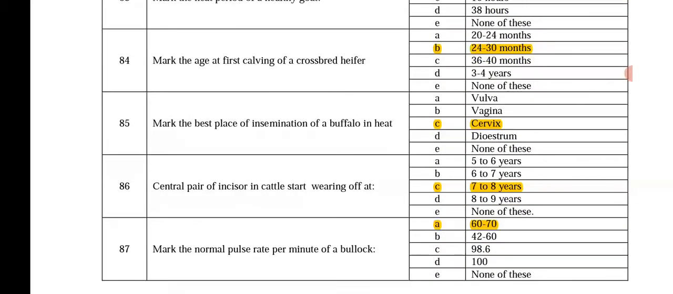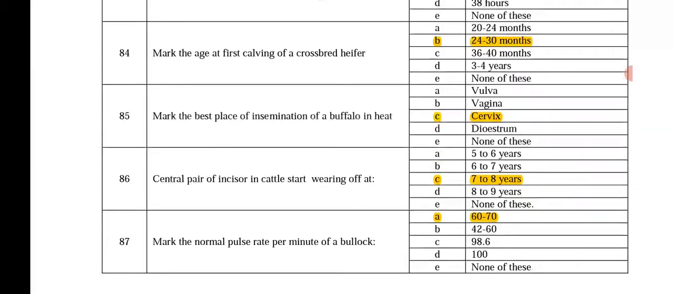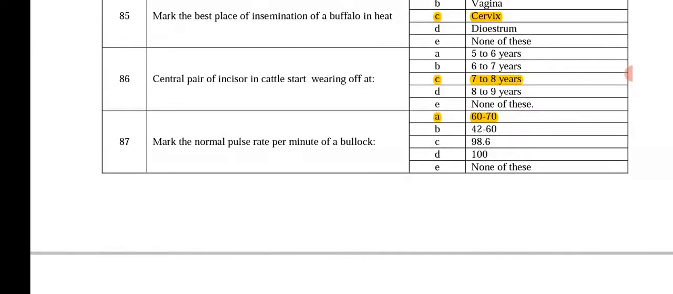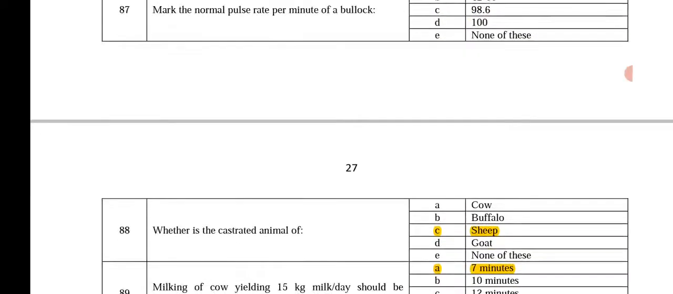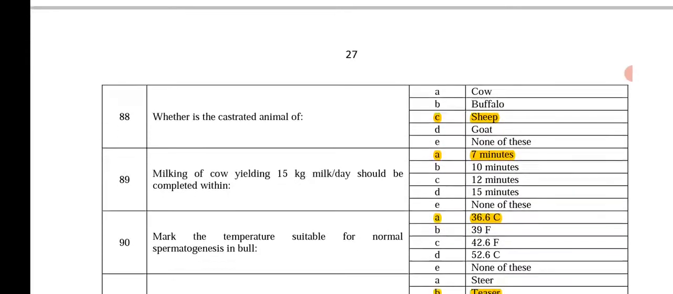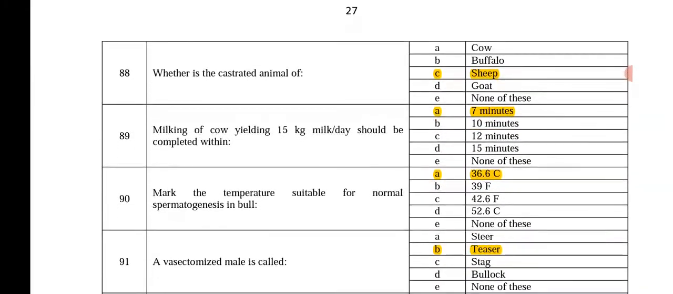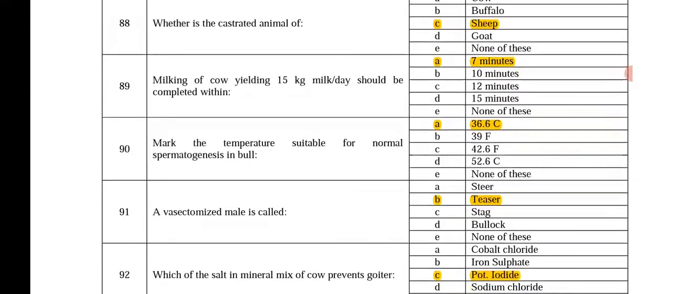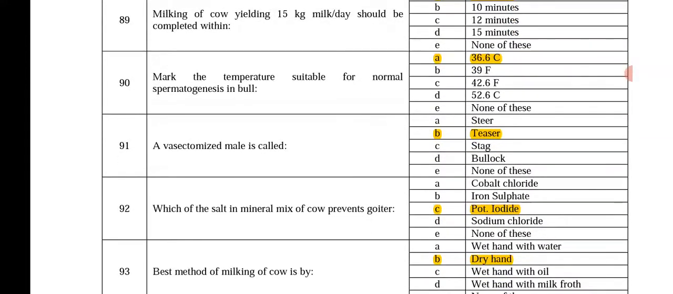Cervix. Central pair of incisor in cattle start wearing off at 7 to 8 years. Mark the normal pulse rate per minute of a bullock. 60 to 70. Wether is the castrated animal of sheep. Milking of cow yielding 15 kg milk per day should be completed within 7 months. Mark the temperature suitable for normal spermatogenesis in milk. 36.6 degrees centigrade. A vasectomized male is called teaser.